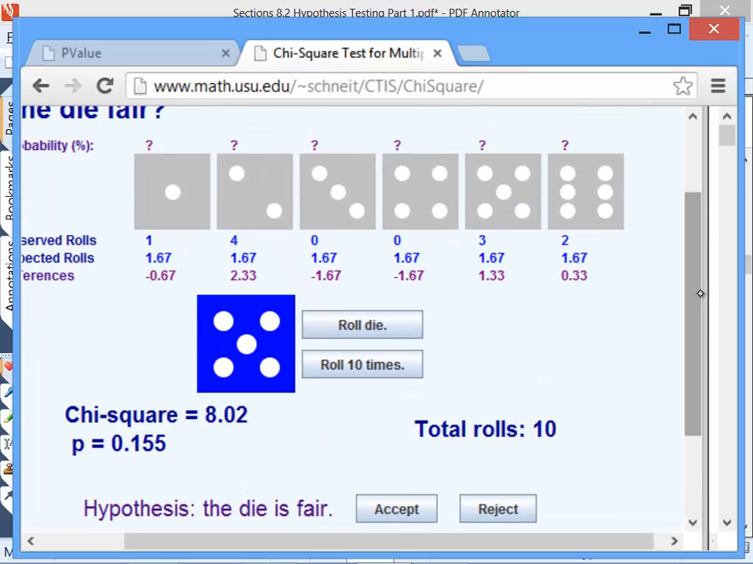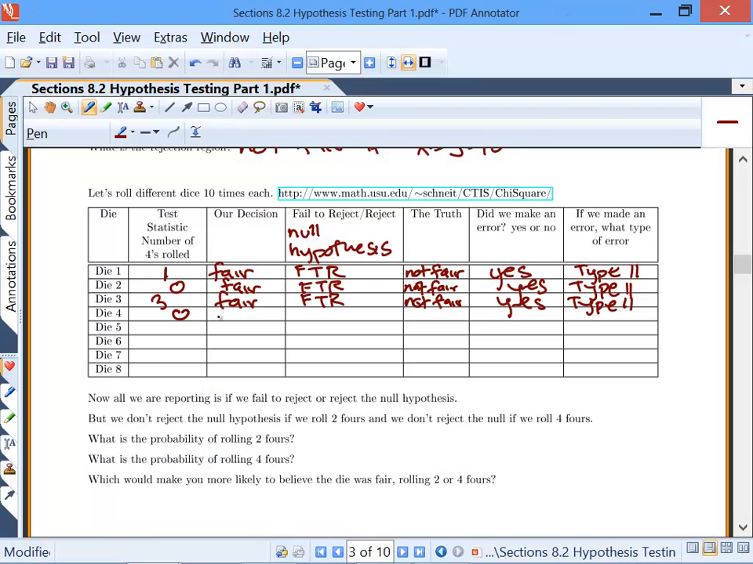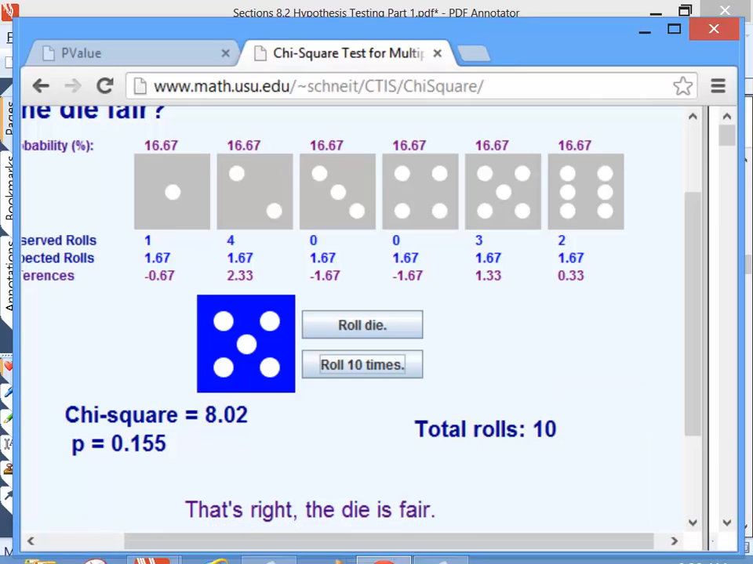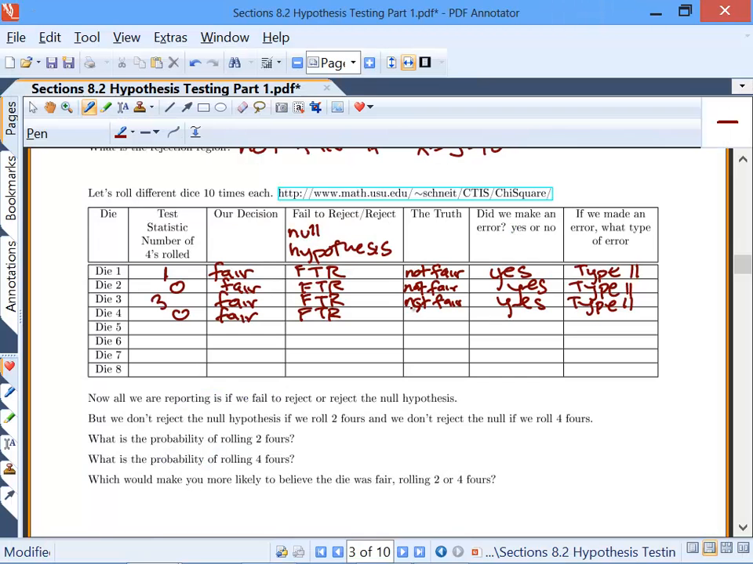Okay. Let's see, we have 0 4s, which means we believe it is fair. Fail to reject. Cross your fingers. We were right. The coin is fair. Did we make an error? No. So, no error. We're good.